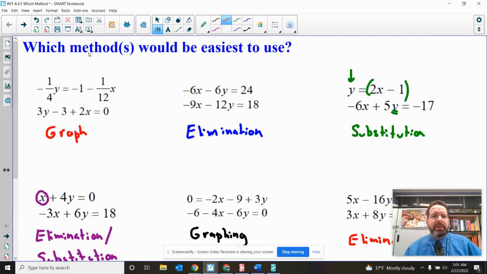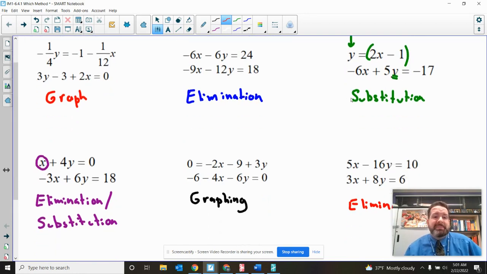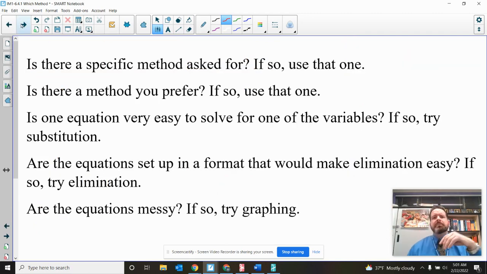So when it comes to which method or methods are easiest, there really is no one way that's the best. I'm telling you here what my choices would be. But really, it comes down to this. And this is a good thing to include maybe on the back of your toolkit in that spot where you have extra space. So, is there a specific method you're asked to use? I mean, if it says to use substitution, you got to use substitution. If it says to graph, you need to graph. But if it doesn't specify a method, then it really comes down to your personal preference.